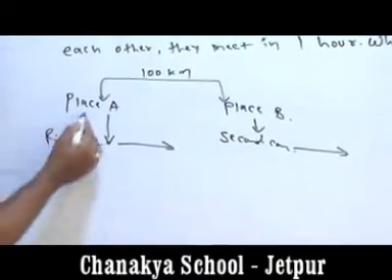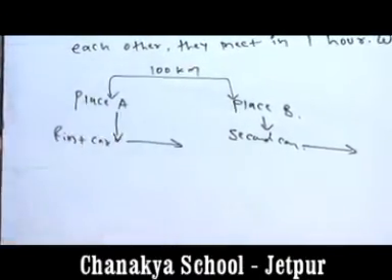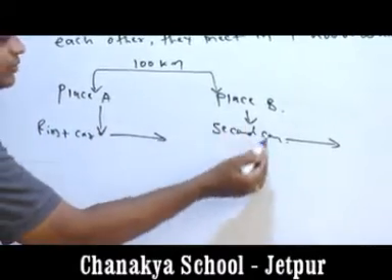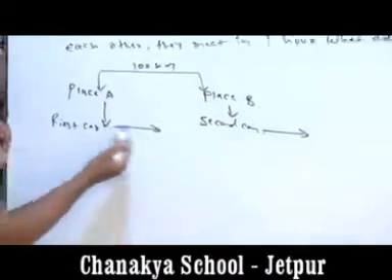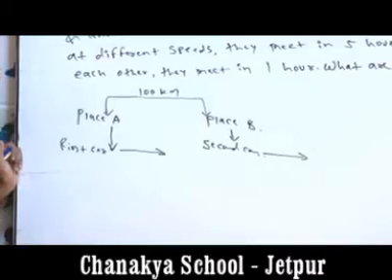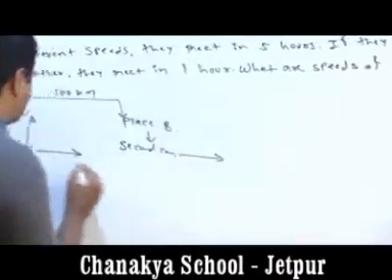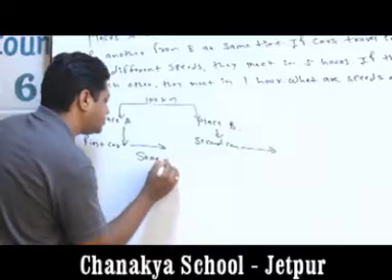Students, place A and place B are 100 km apart from each other. First car is going to start from place A. Second car is going to start from place B. First car and second car are in same direction. Okay, students, we are discussing same direction.